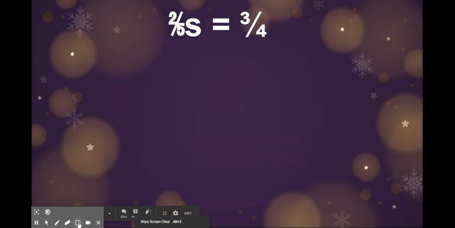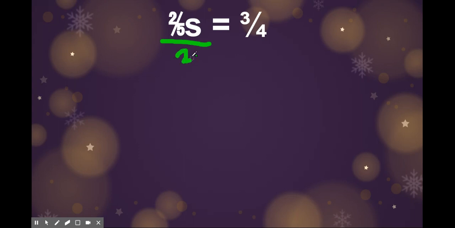Next, we have 2/5 times S is equal to 3/4. So I have multiplication happening here. In order to undo multiplication, I divide. So I'm going to be dividing by 2/5, which cancels this out, and I'm only left with S. So S is equal to 3/4. And if I divide this side by 2/5, I'm going to have to divide this side by 2/5.